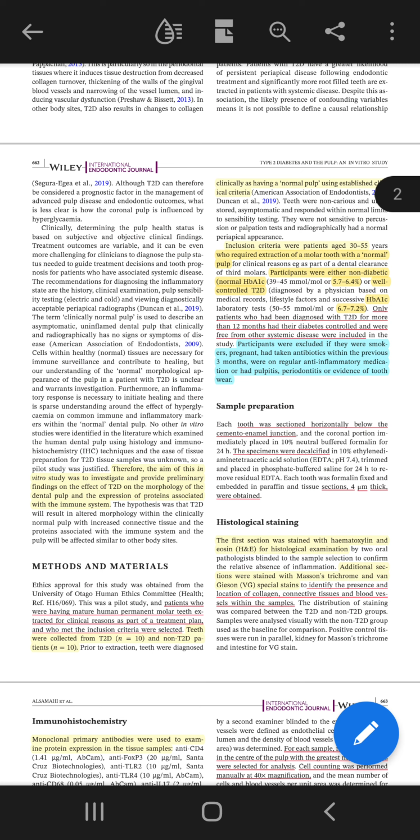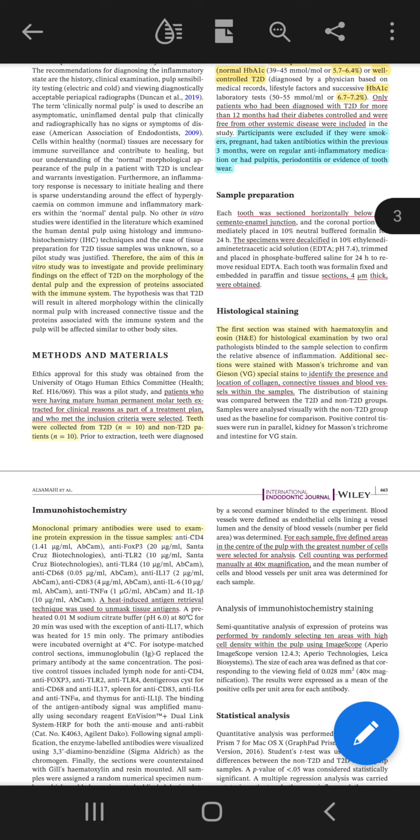For the material and method for this study, the model used was molars extracted from type 2 diabetic patients, and the inclusion criteria were as follows. The tooth must be diagnosed as normal pulp, and the patient must have type 2 diabetes diagnosed at least 12 months ago, and must be well controlled. The age was limited from 30 to 55, and the aim for that is to eliminate or reduce the variables. Also, the HbA1c must be from 6.7 to 7.2.